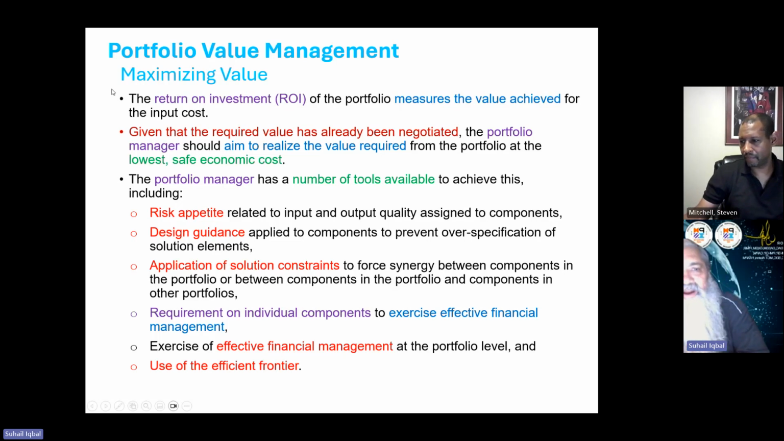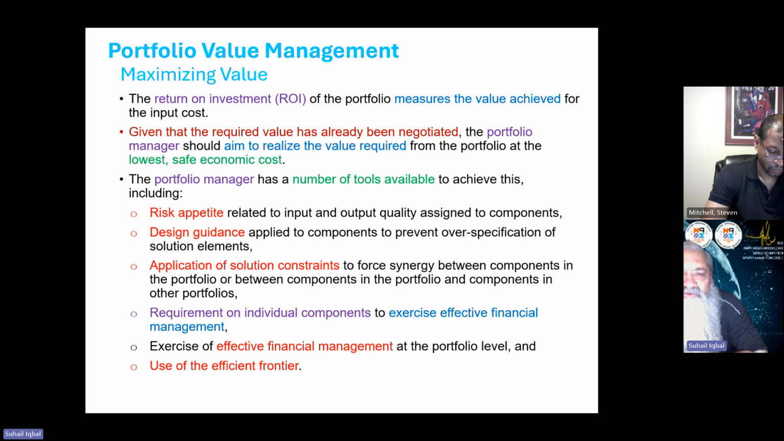Okay, we have to start the maximizing value. We talked about the negotiating value. Now we are going to talk about maximizing value. We are trying to maximize the return on investment, right? ROI of the portfolio measures the value achieved for input cost. That is a very materialistic way of doing it, so when our value is specifically in terms of money, we can go for ROI.